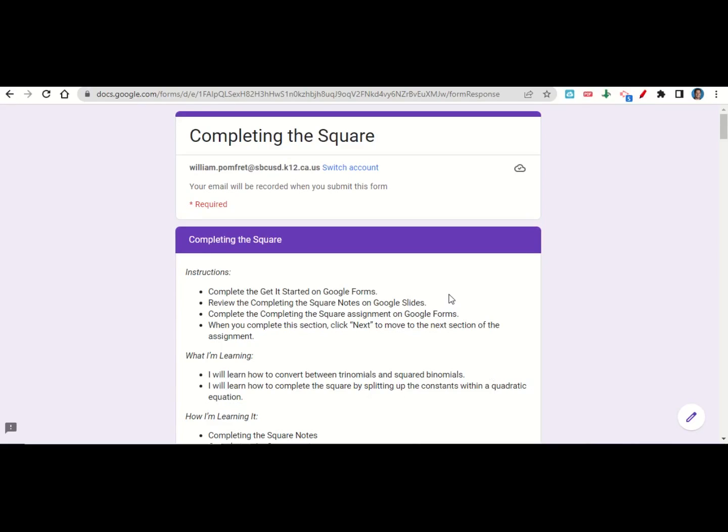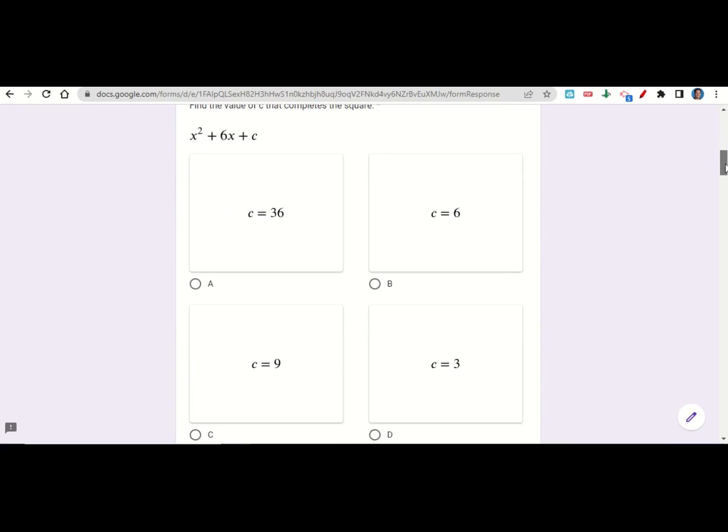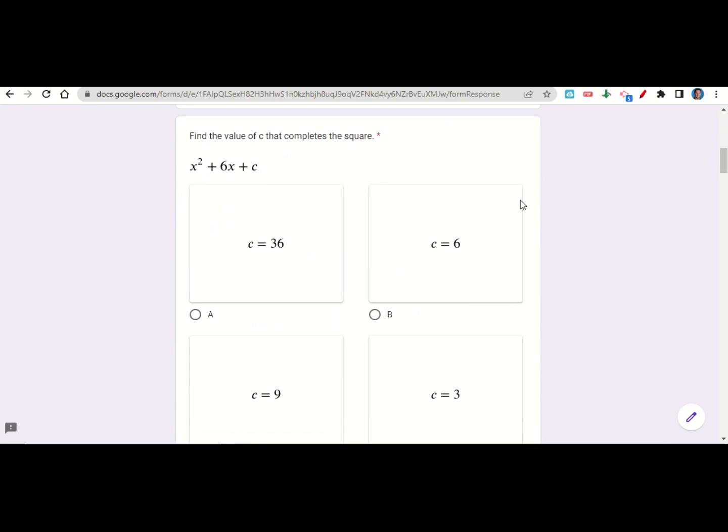Let's take a look now at the completing the square assignment. The assignment begins with the learning goals and success criteria. If we scroll down, we can see the questions. So the first one says, find the value of c that completes the square. So we have x squared plus 6x plus c.